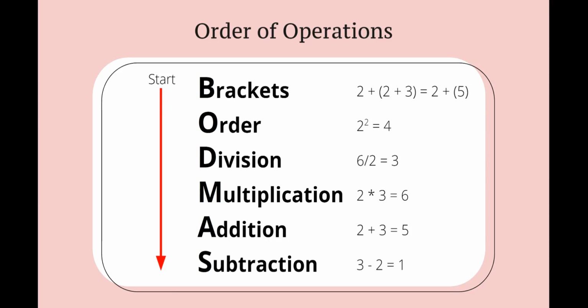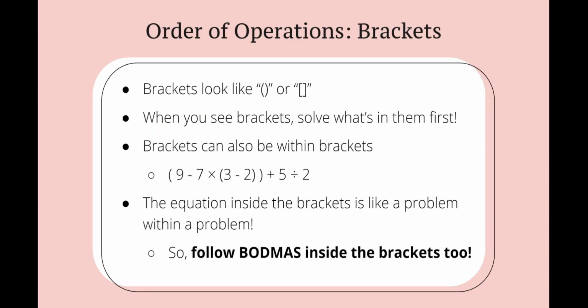Then, after division, we would do multiplication. 2 times 3 is equal to 6 is an example of multiplication. Then, we do addition, like 2 plus 3 equals 5. Finally, we do subtraction, like 3 minus 2 equals 1. If you remember BODMAS and follow the steps in that order, you can tackle any kind of calculation, no matter how complex.